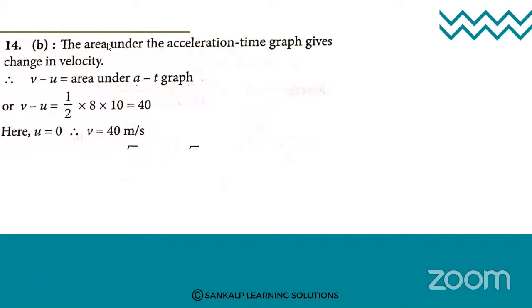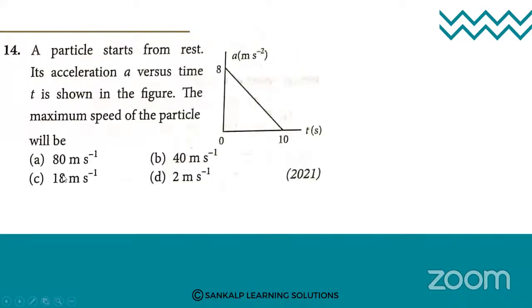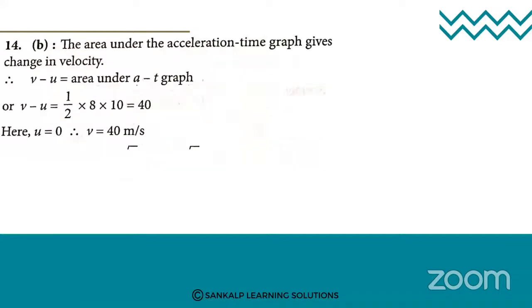See, the area under the acceleration time graph gives the change in the velocity, correct? So in an acceleration time graph, the area shows the change in velocity. Why? Because we know the formula, acceleration is equal to v minus u divided by t. So the graph you have is a versus t. What is it telling you? The area under a-t gives you the difference in the velocities, right?